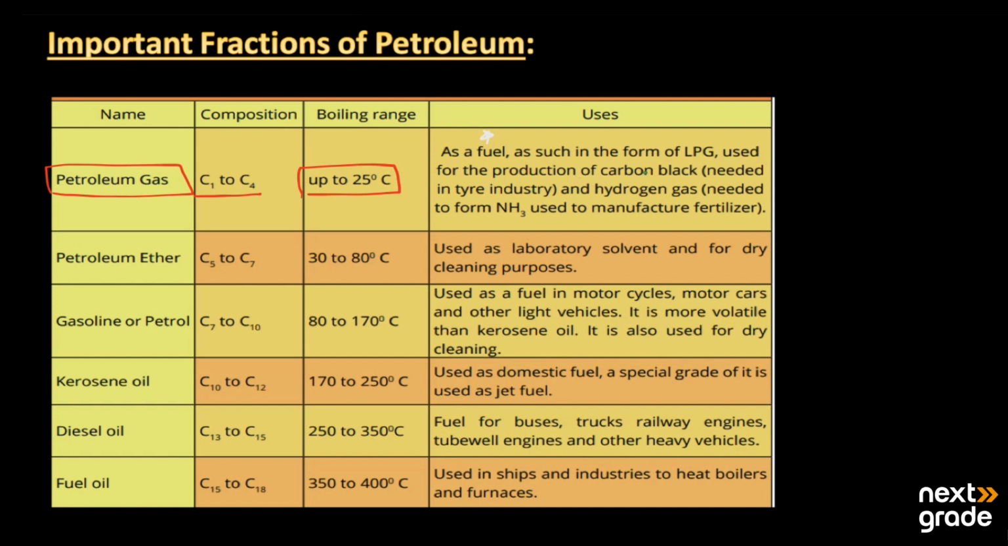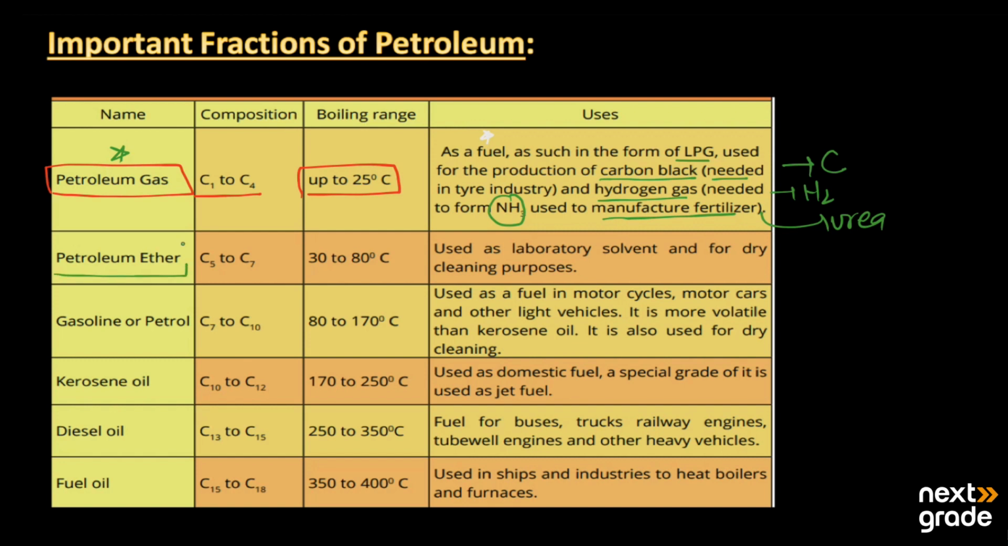On the other hand, it can be used in the form of LPG, in the formation of carbon black, which is C, and it is used in the production of hydrogen gas, which is H2. Hydrogen gas is used in the production of ammonia, and it is used in manufacturing the fertilizer called urea. So petroleum gas has a very important effect as it is an important fraction.